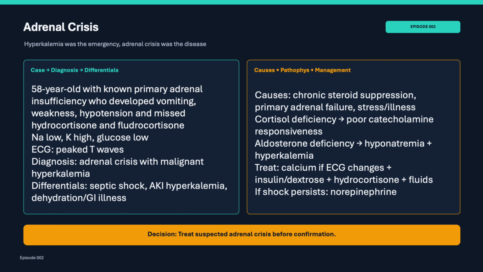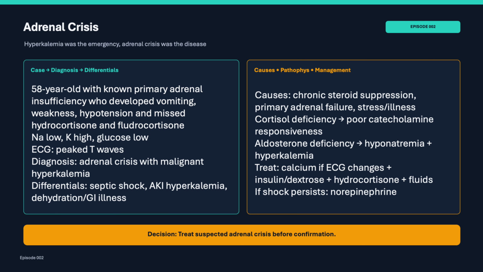The diagnosis is clinical during the emergency. Serum cortisol and ACTH should be drawn before treatment when this can be done immediately. But treatment must never be delayed while waiting for the result. In this case, treatment had two simultaneous pathways. Because hyperkalemia was producing ECG changes, IV calcium was given first to stabilize the myocardium.